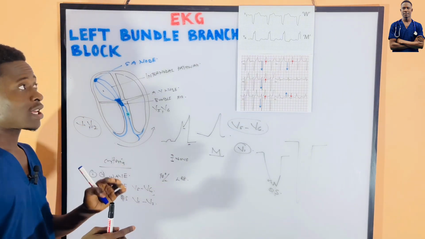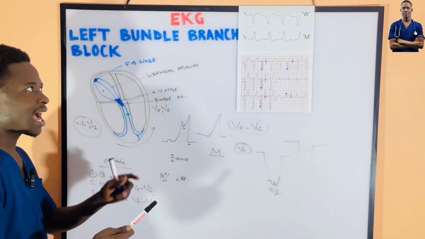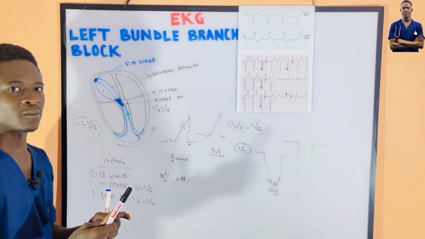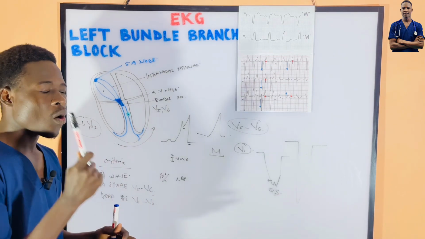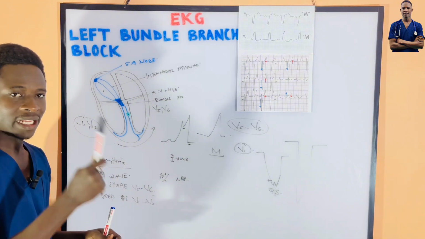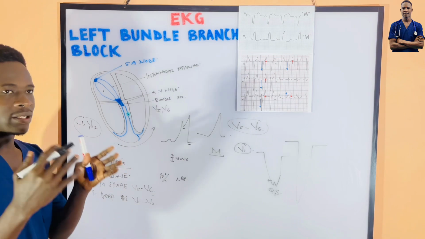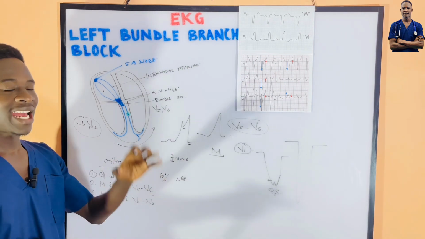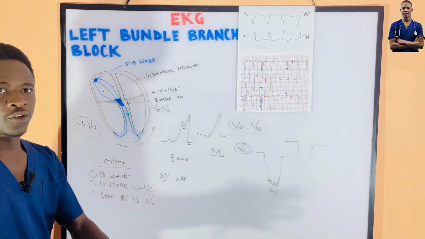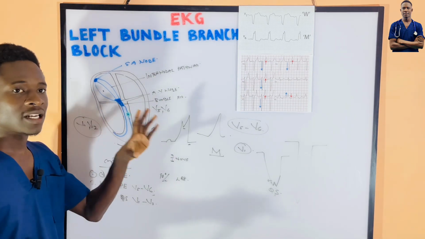And also sometimes you can identify it as what? A W shape at the bottom of it. But it's not always there. All what you must know is what? A deep QS complex. And then secondly, the V5, V6 must give you what? An M shape. With these two pieces of information, you can identify that we have what? A left bundle branch block.